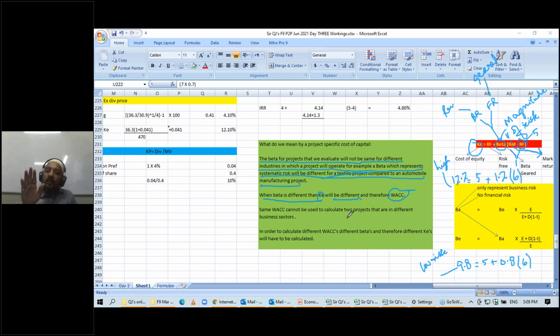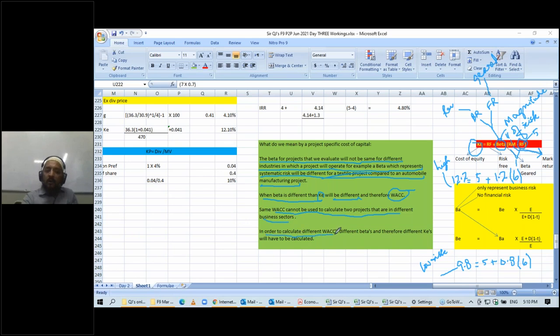If even after obtaining further funds and investing in a project, your capital structure does not change, your percentage of debt and equity remains the same, the financial risk also remains the same, then your beta will not change, right? So when will the beta be different? One, you are investing in a new industry. Second, your financial risk changes. And third, the project is very big compared to the current one, so it will change your weighted average. Okay, the same WACC cannot be used to calculate two projects that are in different business sectors. Now that's the explanation for it.